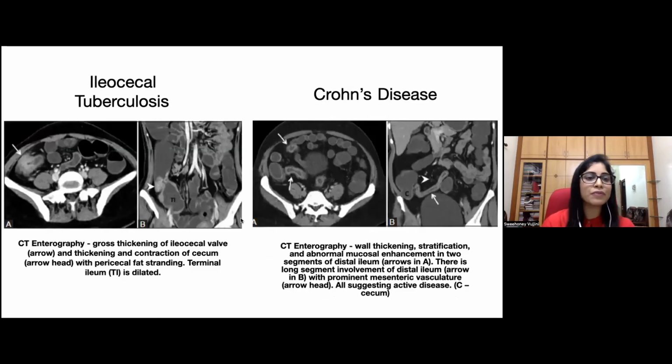These are the images of CT enterography. We can see the differences here. The first one is for ileocecal tuberculosis. We can see gross thickening of the ileocecal valve and thickening and contraction of the cecum. In the second one, we can see the terminal ileum is dilated. Now, these are the images for Crohn's disease. We can see wall thickening, stratification, and abnormal mucosal enhancement in two segments. And here we can see a long segment involved in the distal ileum, all suggesting active Crohn's disease.